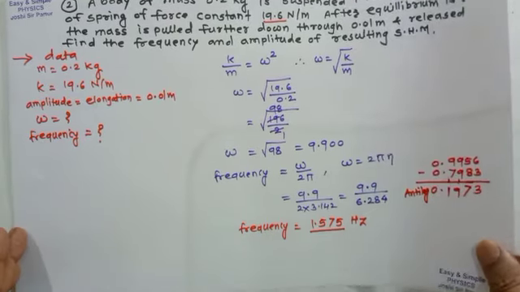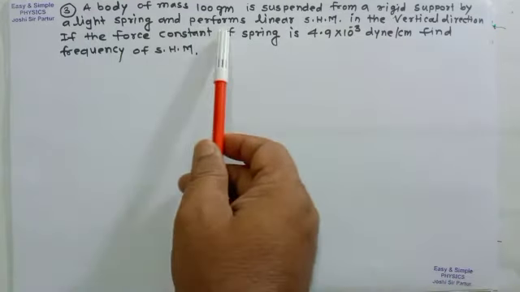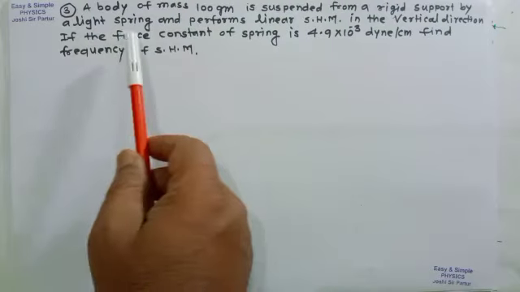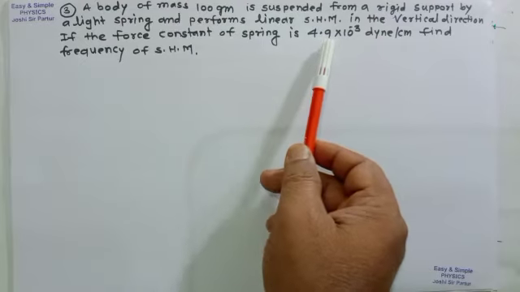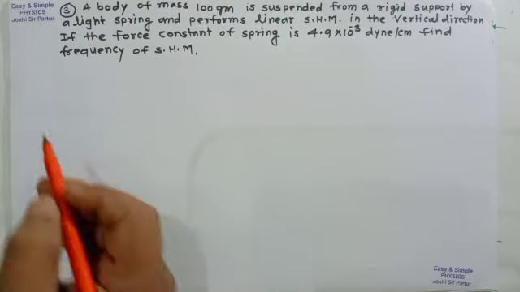If we see the third example, the third example is: a body of 100 gram is suspended from a rigid support by a light spring and performs linear simple harmonic motion in vertical direction. If the force constant of the spring is 4.9 into 10 to the power minus 3 dyne per centimeter, find frequency. So here, if we find out frequency, again the data will be there.